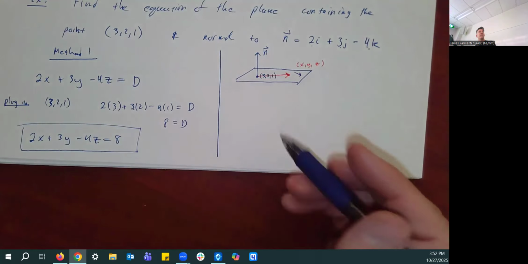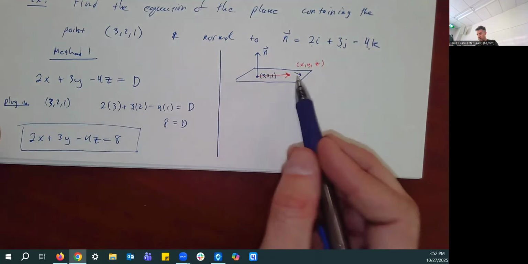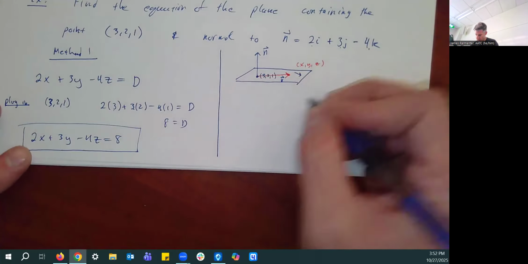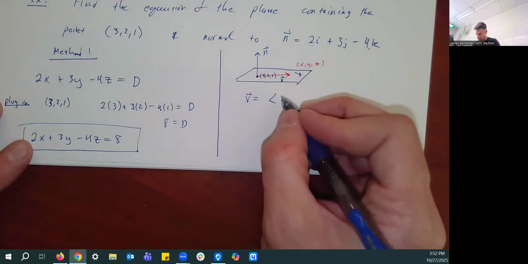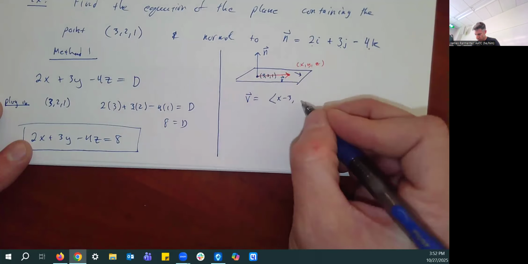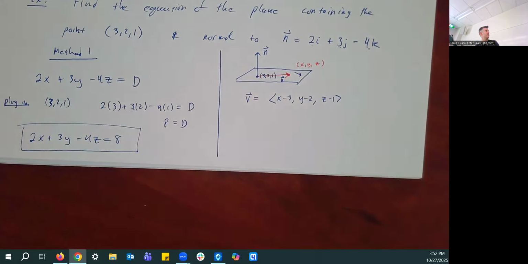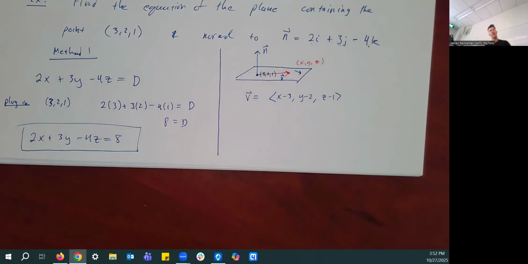So here's the way, this is actually not bad to do it. This vector here, let's call it v. And the vector v is the vector with components x minus 3, y minus 2, and z minus 1. Okay, this vector and that vector are perpendicular to each other. So what do we know about their dot product? Dot product is 0. So that's an important thing.